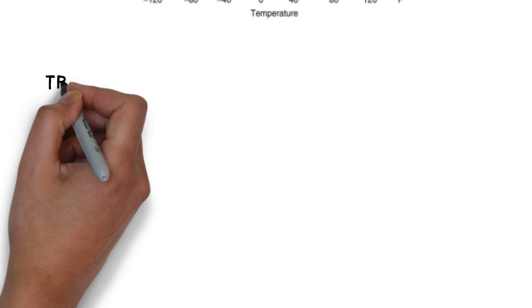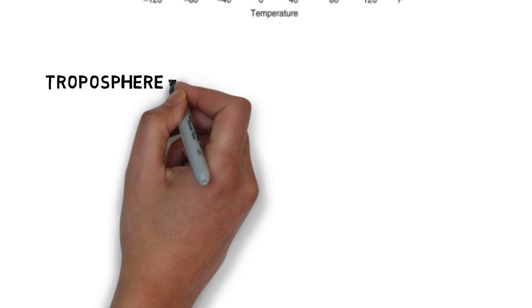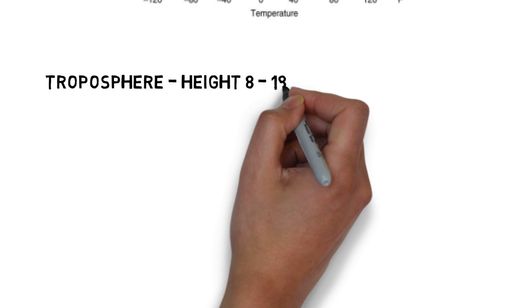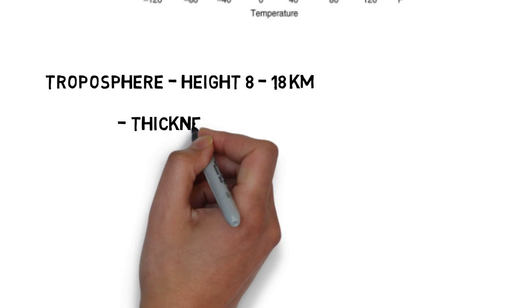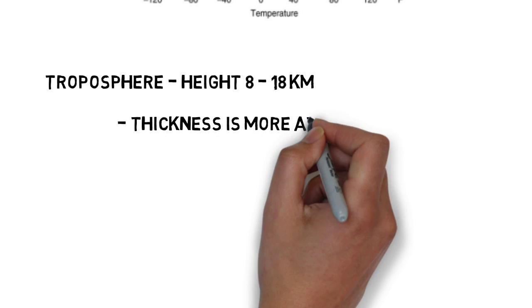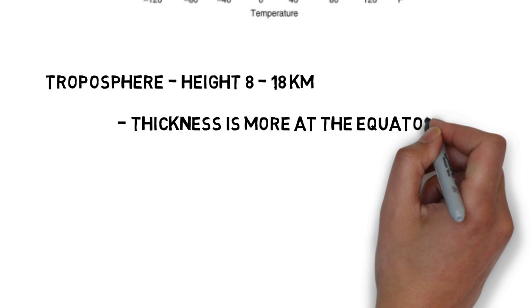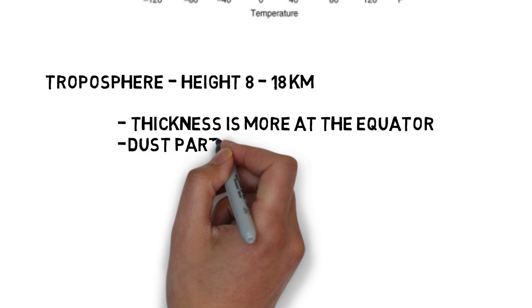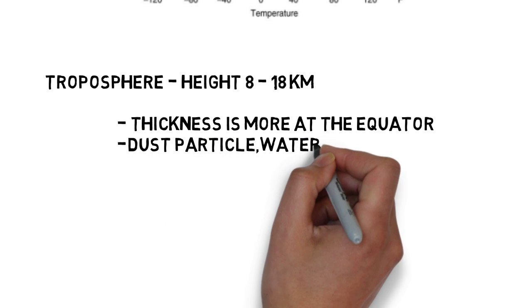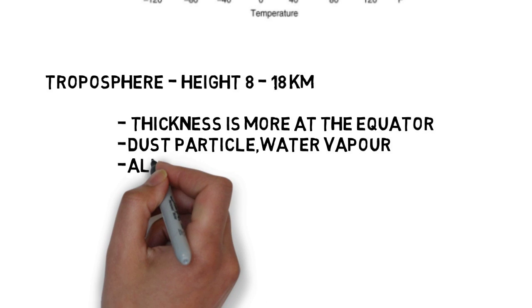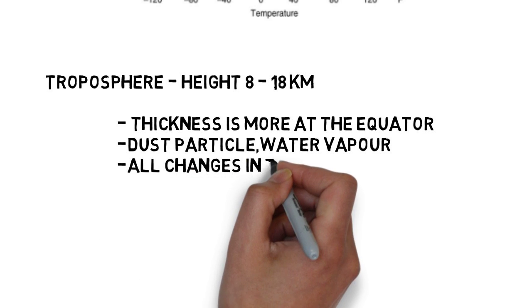The first layer of the atmosphere, or the lowermost layer, is the troposphere, and its average height is 13 km, but it extends from a height of 8 km near the poles to 18 km at the equator. It is thicker at the equator because of the heat which transports it to greater heights.